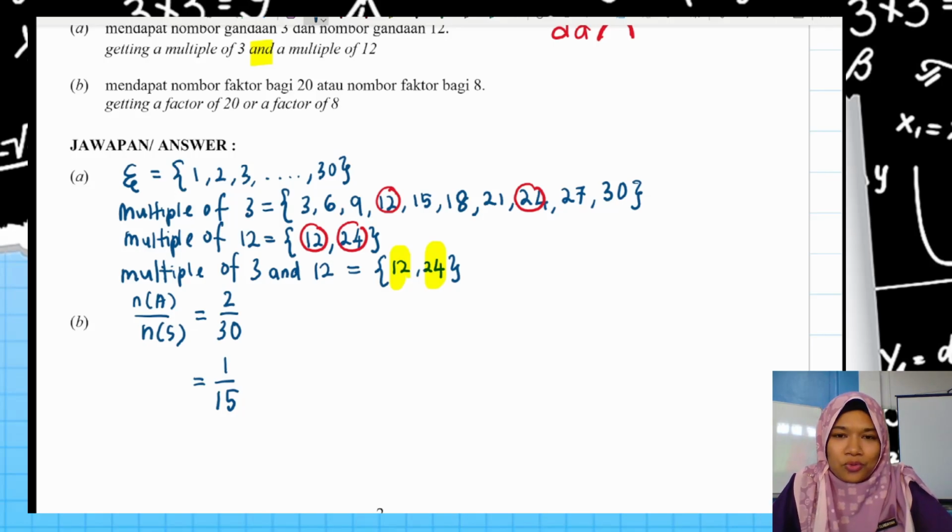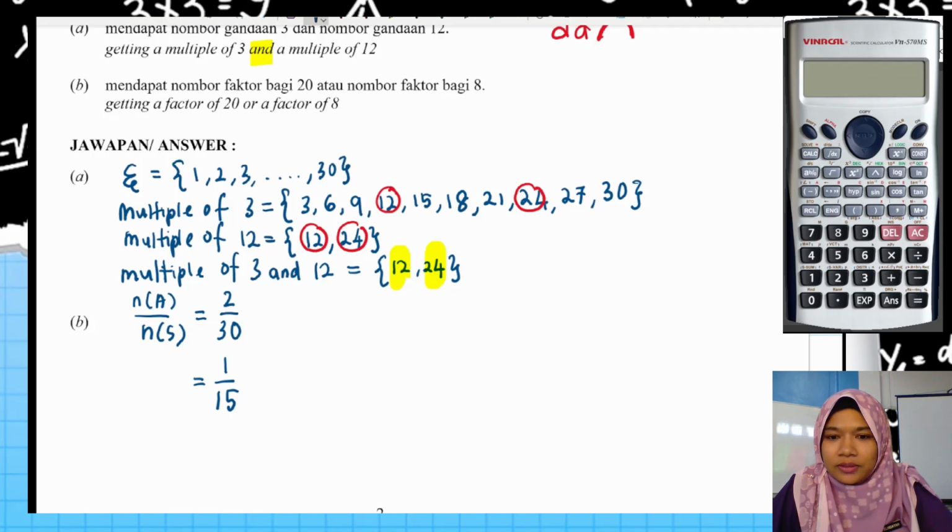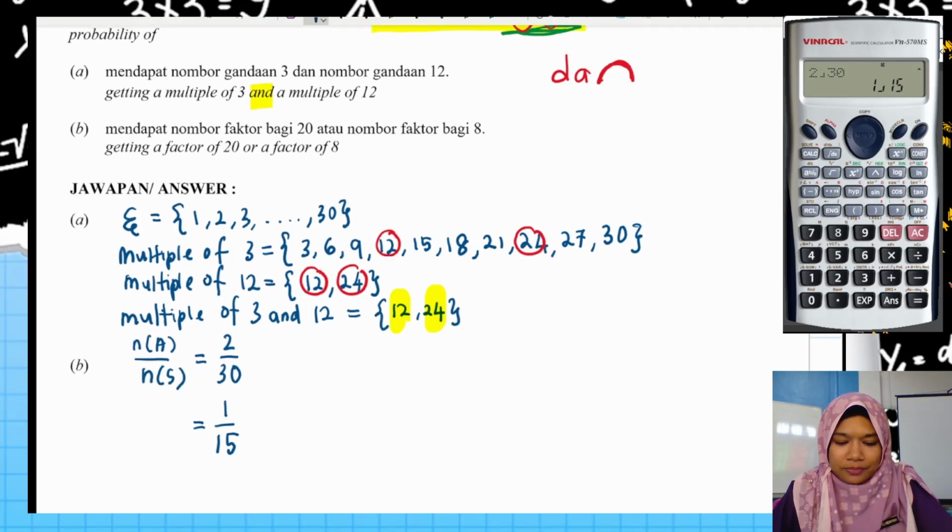Kalau awak tak tahu how to simplify, is it the simplest term? Okay, try to use your calculator. Okay, alright, use your calculator. So you have 2 over 30. Tekan 2 over 30 and then equal. Tengok calculator tu tulis apa. 1 over 15. Okay, so your answer is 1 over 15. Alright. Okay, next. Question B.